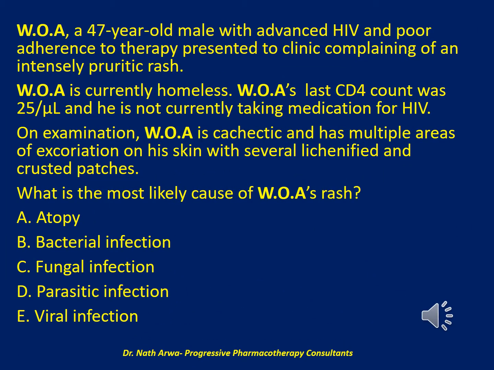And the next question reads, WOA, a 47-year-old male with advanced HIV and poor adherence to therapy presented to clinic complaining of an intensely pruritic rash. WOA is currently homeless. WOA's last CD4 count was 25 per microliter and he is not currently taking medication for HIV. On examination, WOA is cachectic and has multiple areas of excoriation on his skin with several lichenified and crusted patches. What is the most likely cause of WOA's rash?